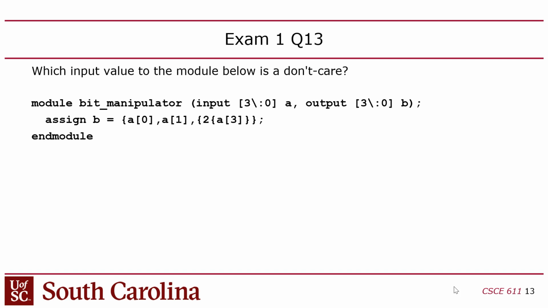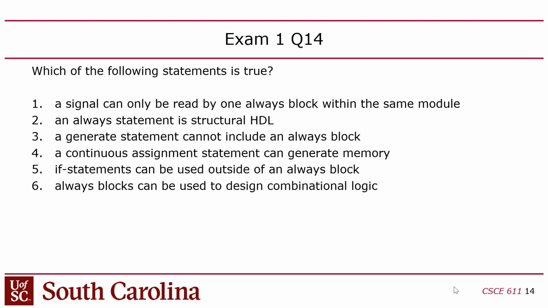What input value below is a don't care? In this case, it would be A bit 2, right? Because A bit 2 is not mentioned in the logic there. And which of the following statements is true? A signal can only be read by 1 always block within the same module. No, it can be read by multiple things. That would be a fan out, right?